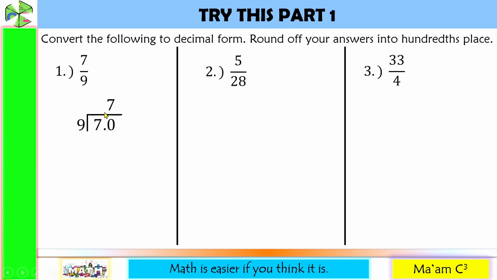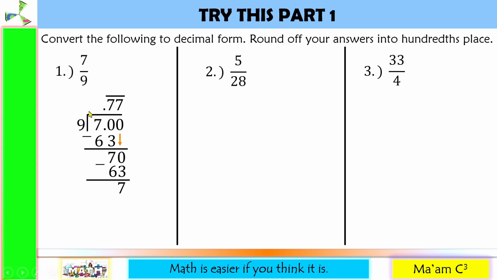Don't forget the decimal point. 7 times 9 is 63. Let us subtract. 70 minus 63 is equal to 7. Let's add 0 here. Let us bring it down. So we have 70. 70 divided by 9 again is 7. 7 times 9 is 63. Let us subtract. 70 minus 63 is equal to 7. So there is a repeating process here. Since we are asked to round off our answers into hundredths place, we are going to put our vinculum from the tenths place to the hundredths place.